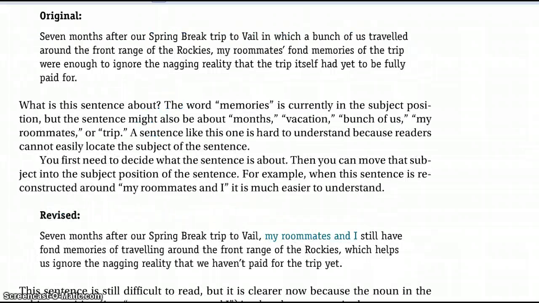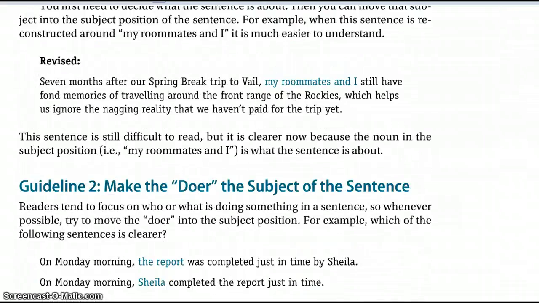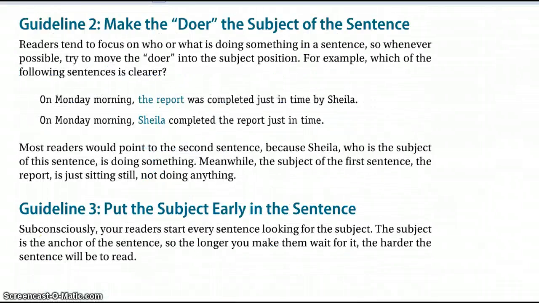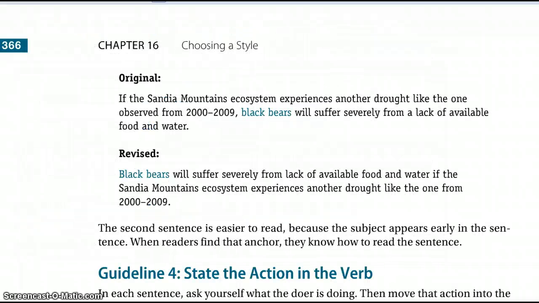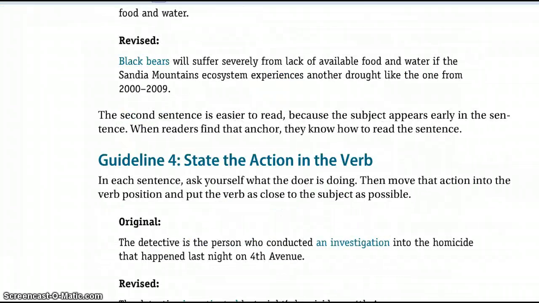It goes along with the next one, putting the subject early in the sentence. So we don't really know what this subject is. We think it might be the Sandia Mountains ecosystem, but then we see drought, then we see a year, and then we see black bears. Black bears is really what the sentence is about. So we need to put black bears at the very beginning. So revise it so that the actor, once again, is right there at the beginning.